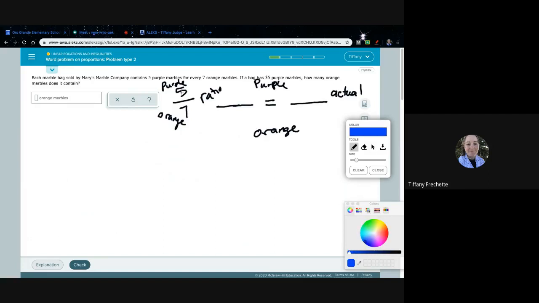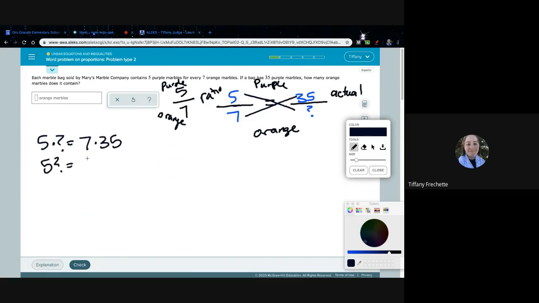So purple to orange, we already have that ratio. It's 5 to 7. We already wrote that down. So now we need to do actual purple, which they told us are 35. Actual orange, that's our question mark. We don't know that one. All right, so let's go ahead and start cross multiplying. So we have 5 times question mark equals 7 times 35. All right, so we have 5 question mark equals, let's see, I believe it's 240.